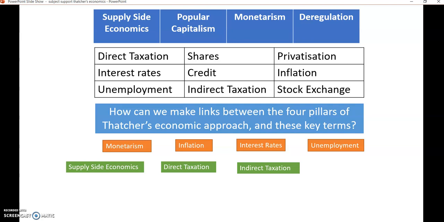It's relative to your income. Indirect taxation, like VAT, was just a standard percentage. So it didn't matter how much wealth you had, you paid exactly the same amount. So that would seem to be somewhat unfair on lower incomes, and therefore it's known as a regressive tax.